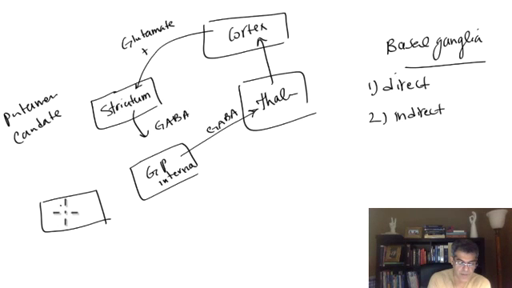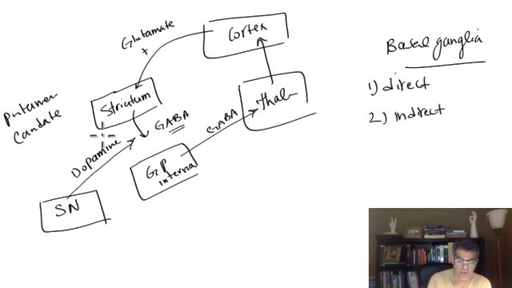Here is my substantia nigra. Substantia nigra is going to send some neuron to GABAergic neurons. It's going to connect this neuron to this neuron. Remember, these neurons are GABAergic, are inhibitory. This neuron that comes from the substantia nigra to the GABA is going to release dopamine.